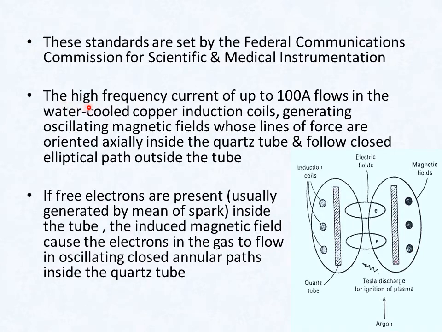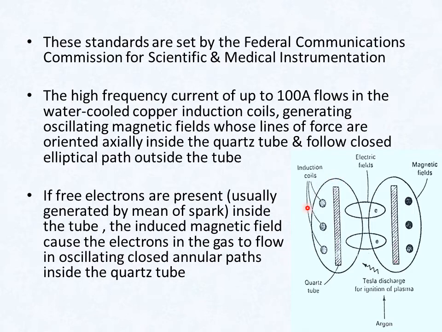The high frequency current of up to 100 ampere flows in the water cooled copper induction coils. So through these coils 100 ampere current flows, and these coils are made up of copper, and are water cooled. When this current flows, it generates oscillating magnetic fields whose lines of force are oriented axially inside the quartz tube and follow a closed elliptical path outside the tube.